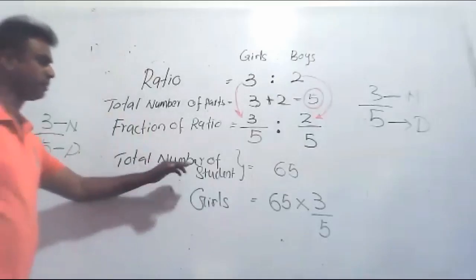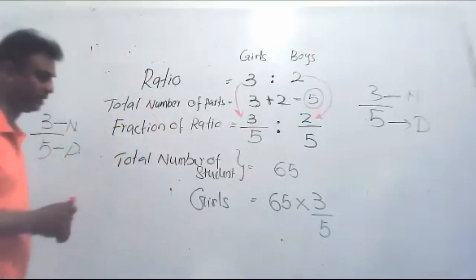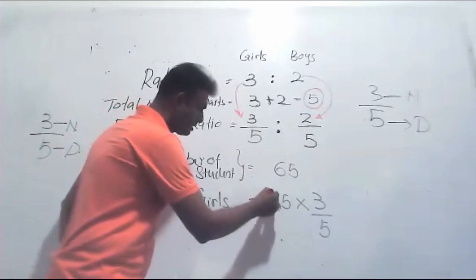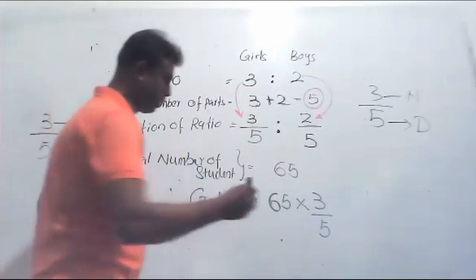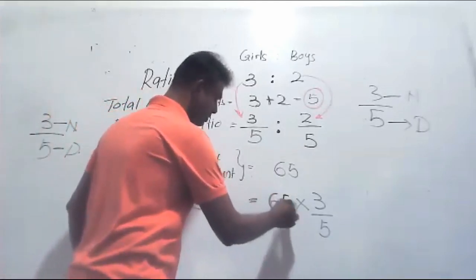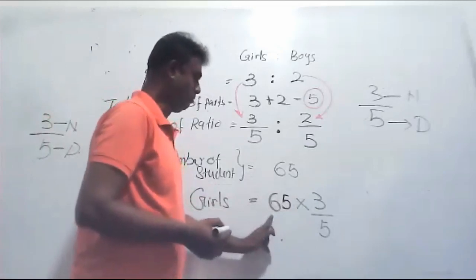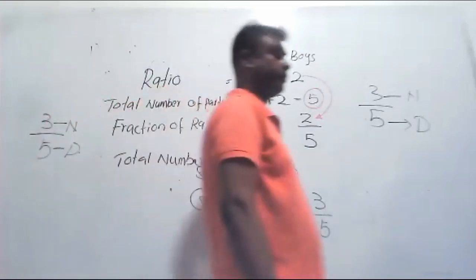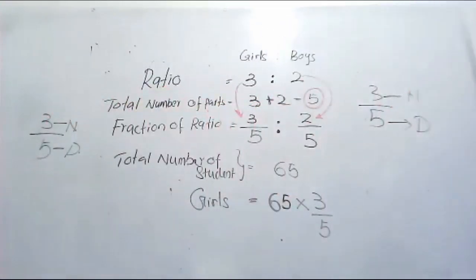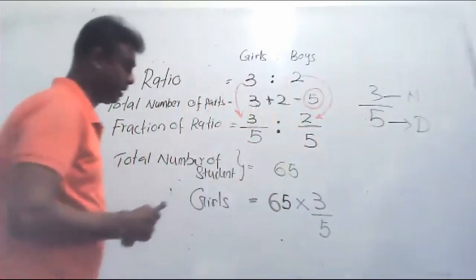Next, the total number of students is 65 according to the exercise. Now we are going to find how many girls. From 65 students, 3/5 are girls.